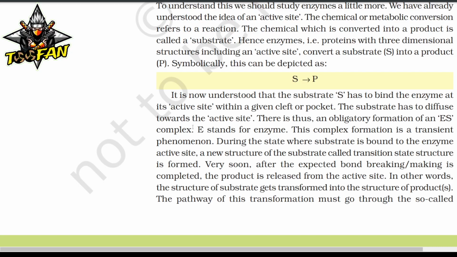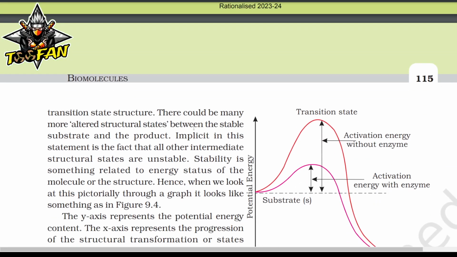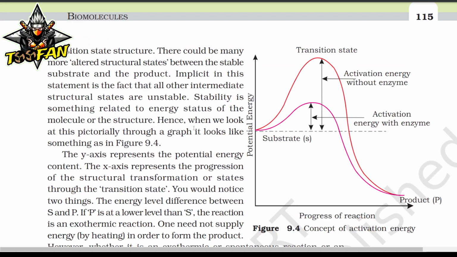During the state where substrate is bound to the enzyme active site, a new structure of the substrate called transition state structure is formed. Very soon after the expected bond breaking and making is completed, the product is released from the active site. In other words, the structure of substrate gets transformed into the structure of product. The pathway of this transformation must go through the so-called transition state structures. There could be many more altered structural states between the stable substrates and products. Implied in this statement is the fact that all other intermediate structural states are unstable.